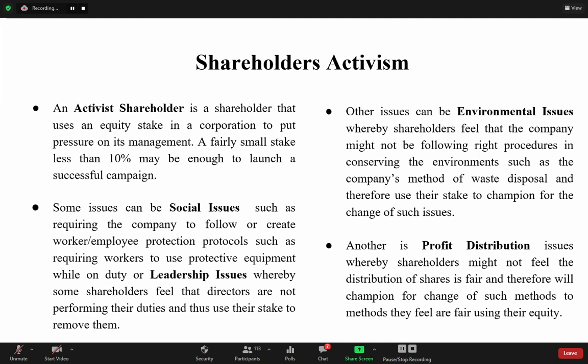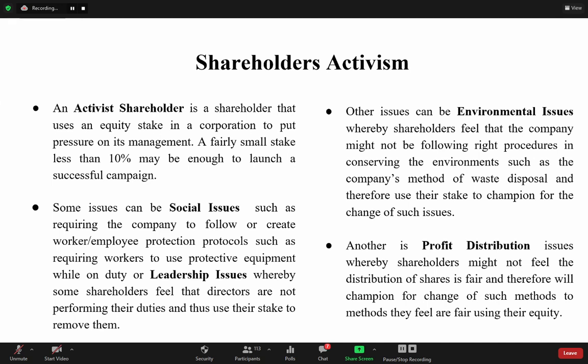Another issue is environmental issues. Environmental issues can occur, for example, we've seen a lot of companies dumping waste in rivers. And this usually results in rivers such as Nairobi River today being, we can't really classify it as a river. It's too polluted. That's just one example of an environmental issue. An activist shareholder can raise a campaign to force the company to find alternative methods of dumping their waste instead of dumping it into rivers.